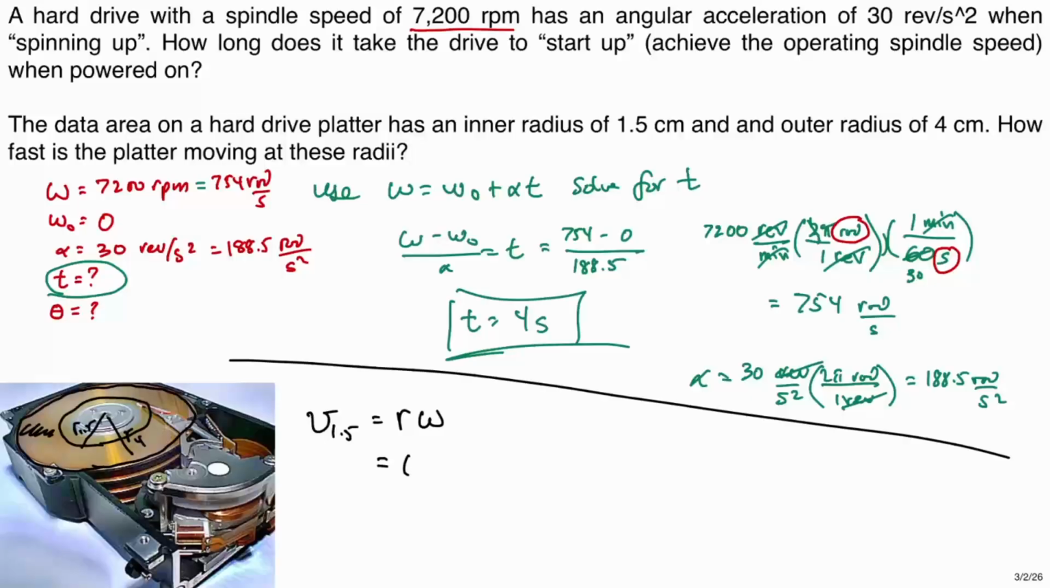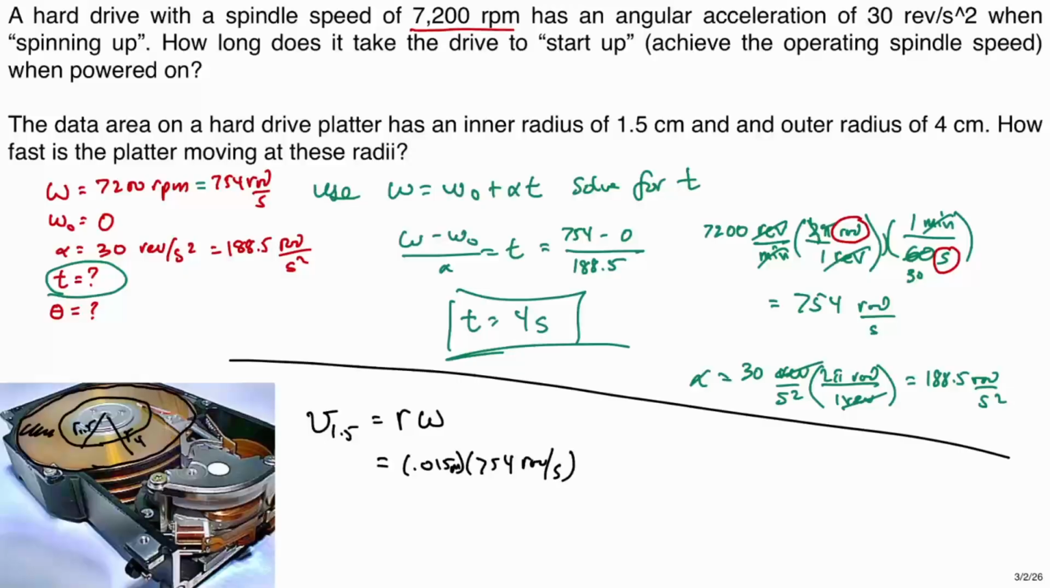No, we're going to put in 0.015. Why? Take the centimeters, put it in meters. Standard units are safe. Anything else is a guess, kind of. What are we going to put in for omega? 754 radians per second, right?